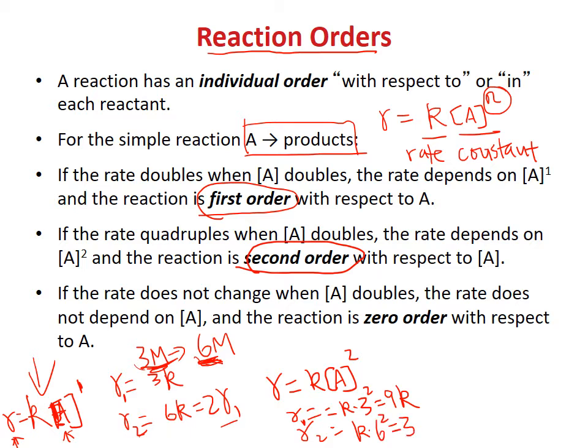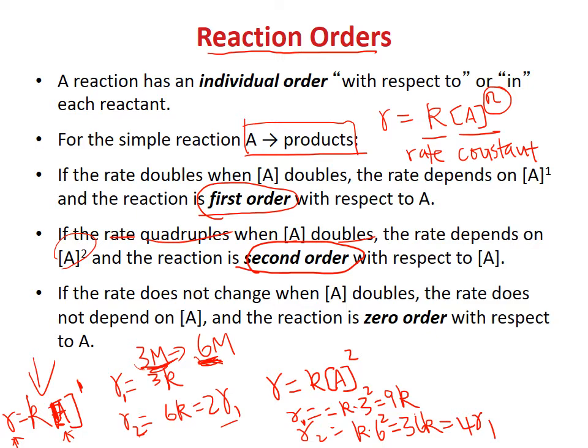Now, if the concentration increases to 6 molarity, R2 becomes K times 6 squared, so that's 36K, which is 4 times R1. 4 times 9 is 36. So the rate quadruples when the concentration doubles. The rate depends on A squared for a second order reaction.